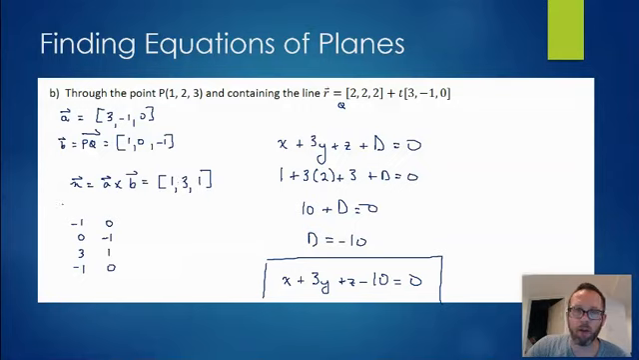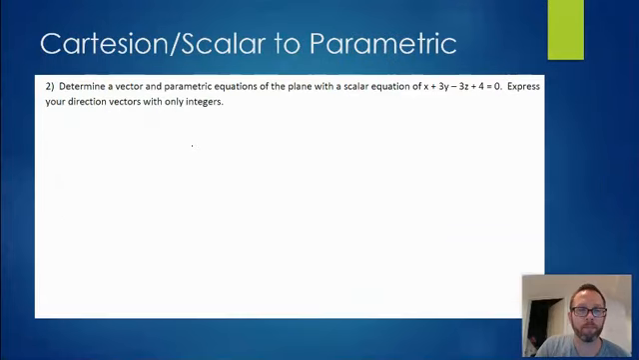Again, to get the Cartesian equation, you need the normal, and if you have two direction vectors, you can do that with the cross product. The key to this question was one direction vector from the line itself and a second direction vector from the fact we had two points on the plane. So let's move on. I showed you an example of going from the scalar equation to the parametric equations.